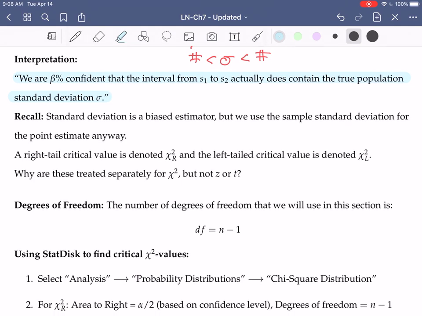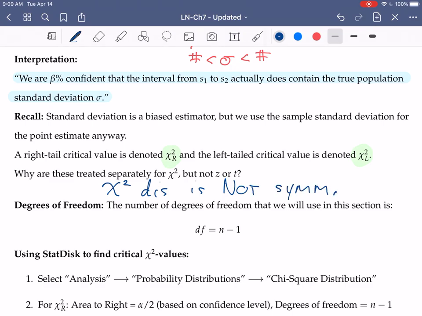A right tail critical value is denoted by chi-squared sub r. A left tail critical value is chi-squared sub L. So why do we treat these separately here, but we did not do that with either the z or the t distribution? Well, that's a good question, I think. And the answer to that is because the chi-squared distribution is not symmetric.